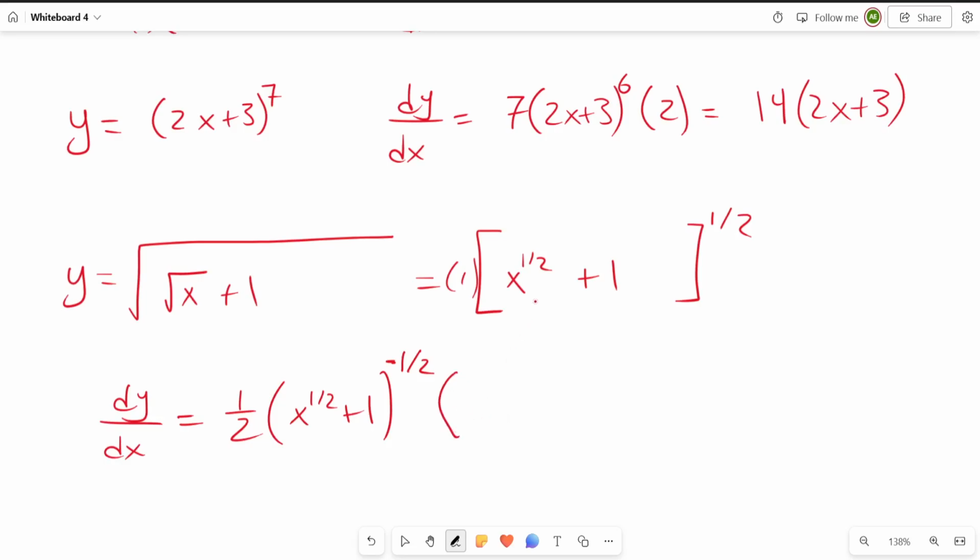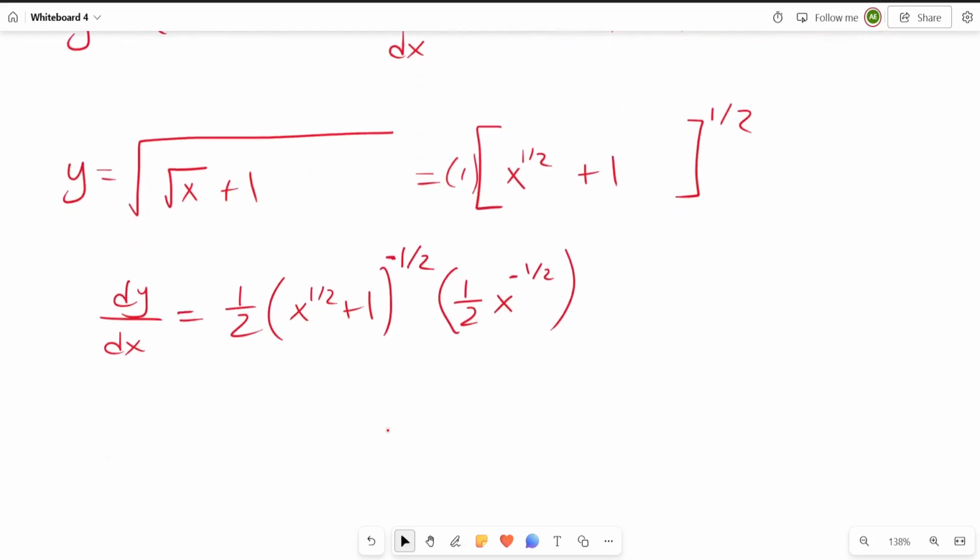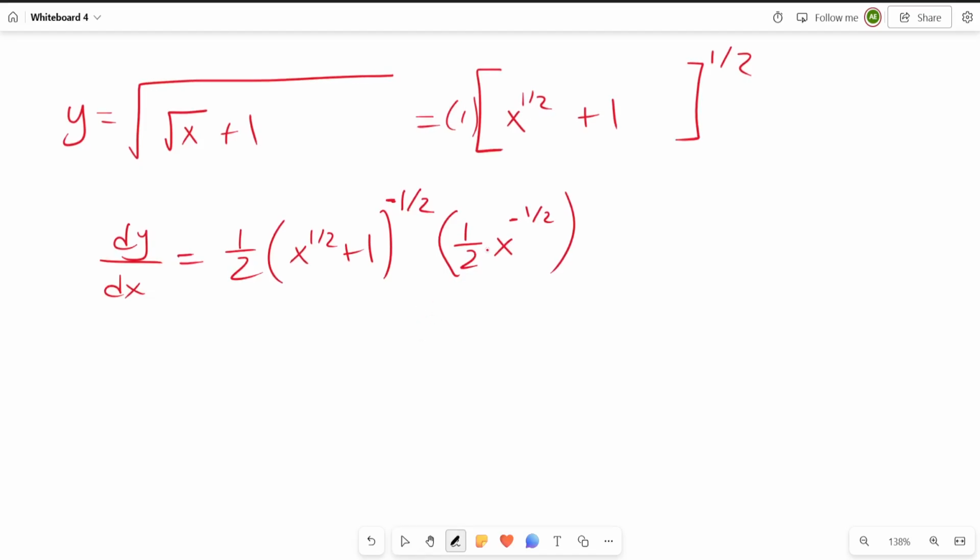And then I'm not done. I need to multiply by what's inside. So the differentiation of what is inside is basically the differentiation of x power half plus 1. We know that the differentiation of plus 1 is 0. So the differentiation of x power half is basically half x, and then reduce the power by 1. So half minus 1 is negative half. So let's see, we have a half times half. This is a 1 over 4. And then this whole thing is to the power of negative half.